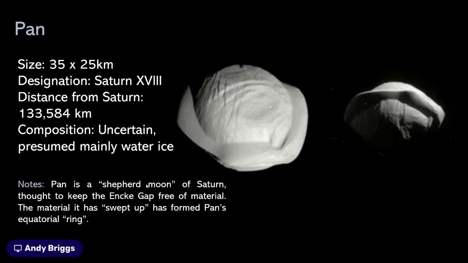And it's this material that it's swept up, which is thought to fall on its surface and form this equatorial ring over a long time. So it's literally because the moon is acting as a sort of hoover, if you like. It's hoovering up this material, which settles on its equator and forms this incredible ridge around it.